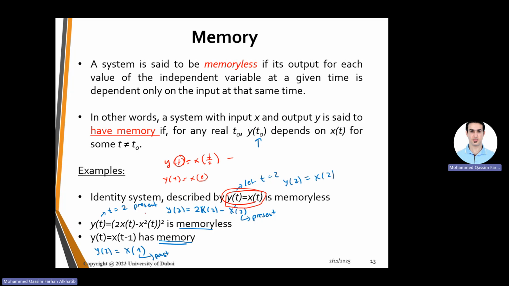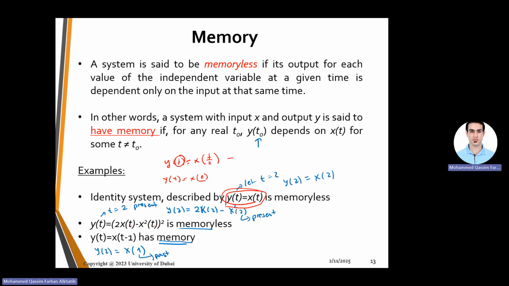Okay, another example here. You have 2x of t minus x squared of t, all squared. Notice whatever value of t here, I'm going to get the same value of t there. So this one is memoryless, does not rely on past values. However, if you look at this one, y of t equals x of t minus 1, in this case it has memory, because if you substitute 5, y of 5 equals x of 5 minus 1. That's x of 4. 4 is a past value because my current point in time is 5.